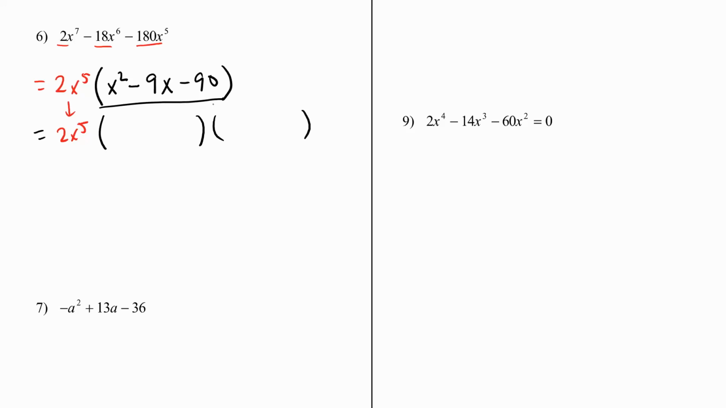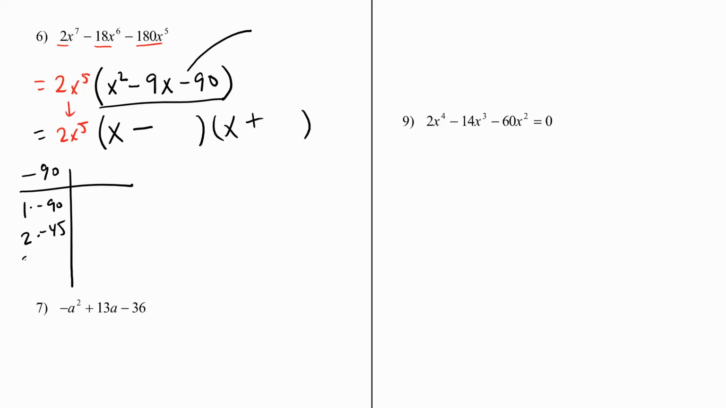So it's just like what we did before. This has to be x times x to get x squared. This sign value is negative, so to multiply to be a negative, one has to be negative, one has to be positive. And again, if it pops in your head, go for it. So we list all the ways to get negative 90. We can do 1 times negative 90, 2 times negative 45, 3 times 30, and we can add those as we go.